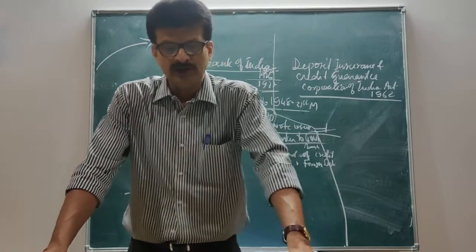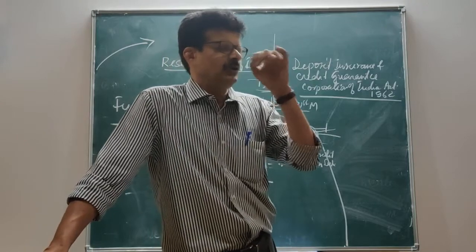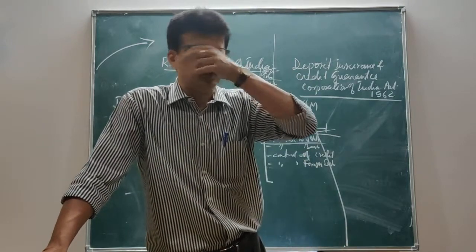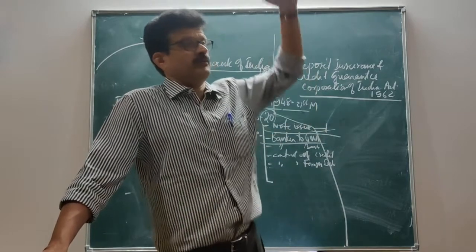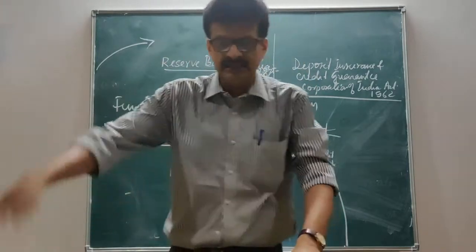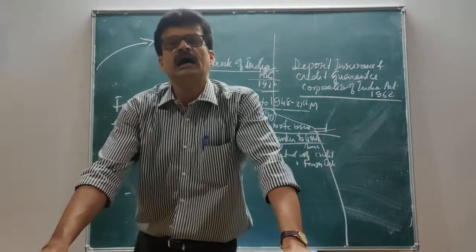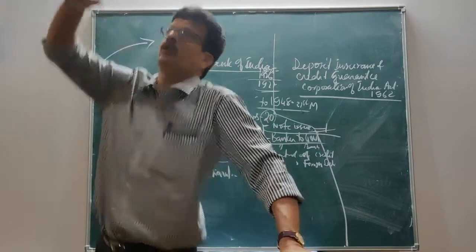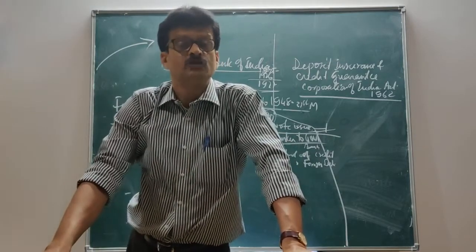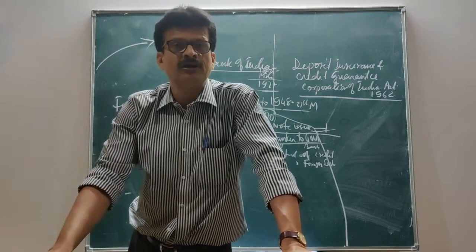Then the prior credit authorization scheme. This is regarding loans for an amount of 5 crore, 10 crore. I think it is closely associated with the restriction on clean advances. Sometimes RBI's approval is required to grant a loan if the loan amount is beyond a particular limit. This is called the prior credit authorization scheme. Then next, the credit monitoring arrangement.